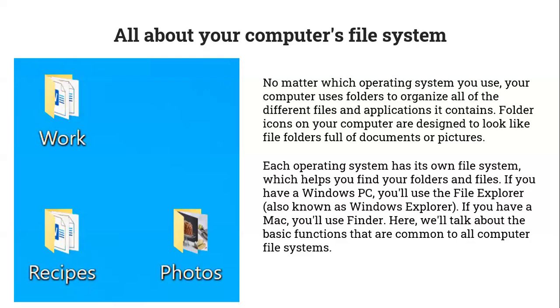Here, we will talk about the basic functions that are common to all computer file systems. So look at this image to my left. You see here, this is your desktop. And from the desktop, you can see 3 folders. That is work, receipt, and photos. 3 folders.